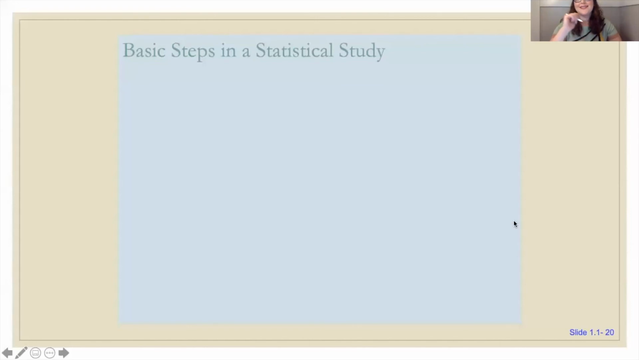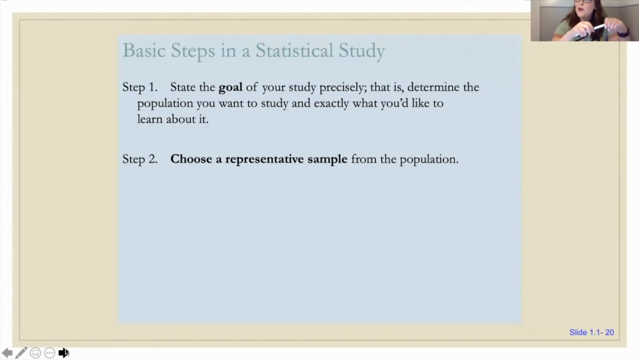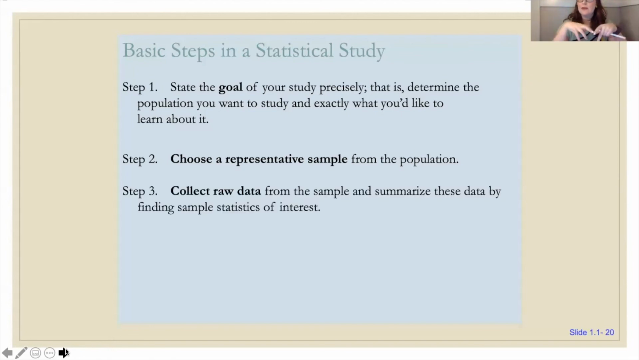So what are the basic steps in a statistical study? So the first thing, you need to know what the goal of your study is exactly, right? That's going to help you determine what population it is you want to study and what you want to know about them. Next, you need to choose a representative sample from the population, which is what we're going to go over in the next section.